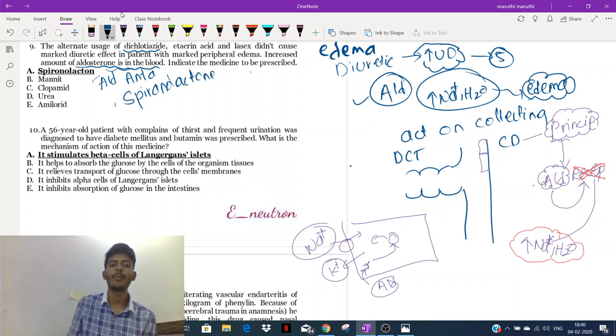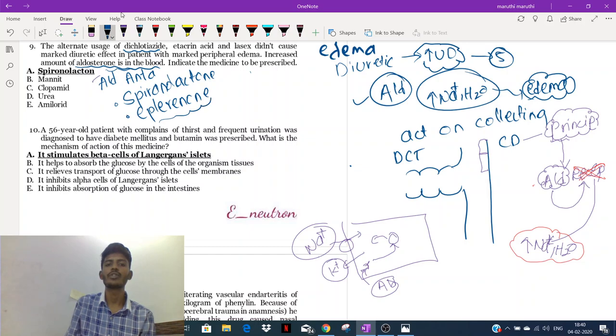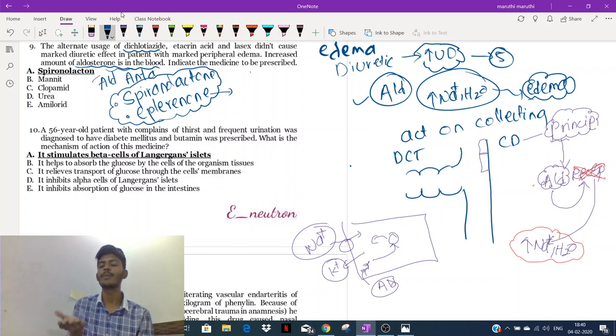And we have one more drug called eplerenone. Okay. So these are the two drugs which work as an aldosterone antagonist. Now the side effect of aldosterone antagonist will be exactly opposite to that of what?